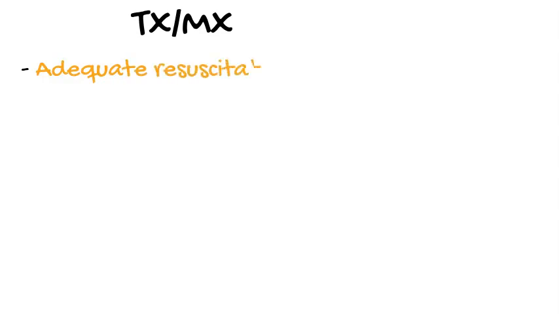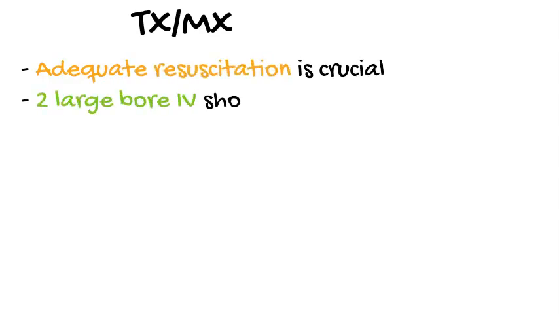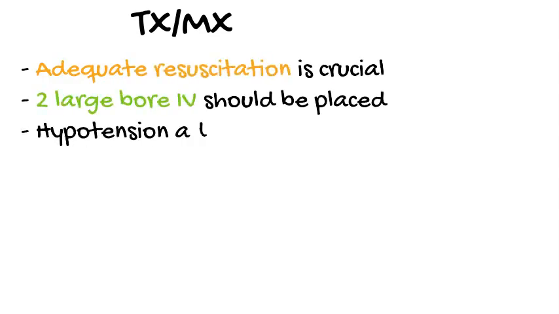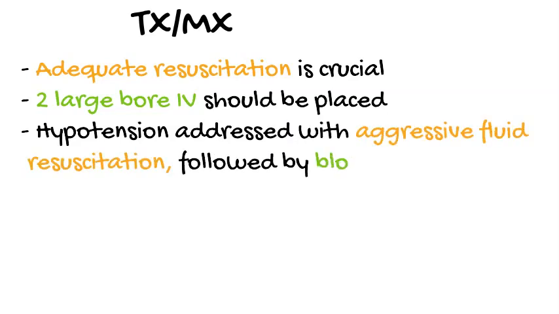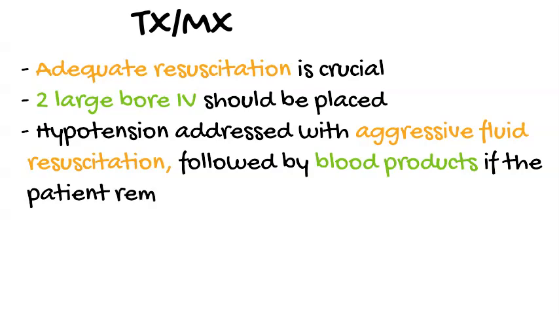Remember, adequate resuscitation is crucial. Two large bore intravenous lines should be placed. Hypotension is addressed with aggressive fluid resuscitation, followed by blood products if the patient remains hypotensive.